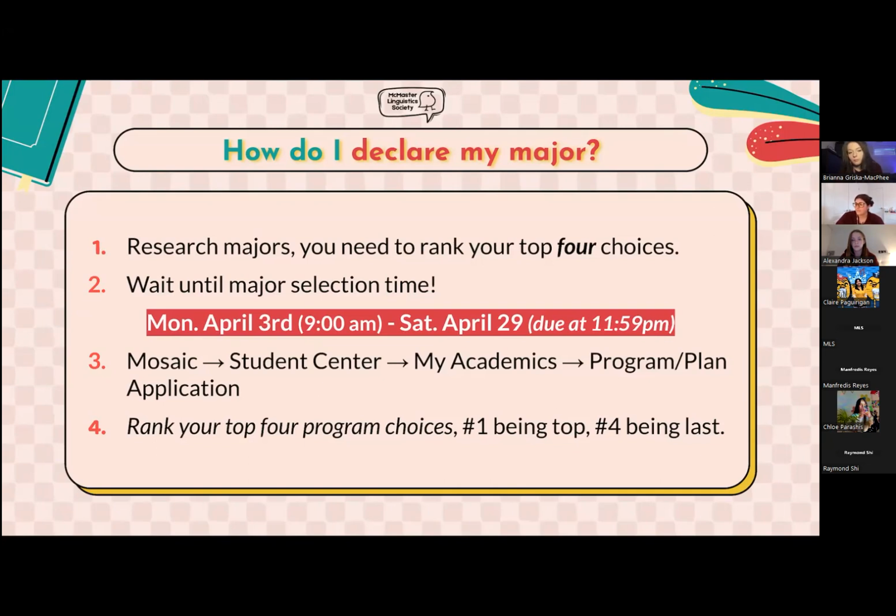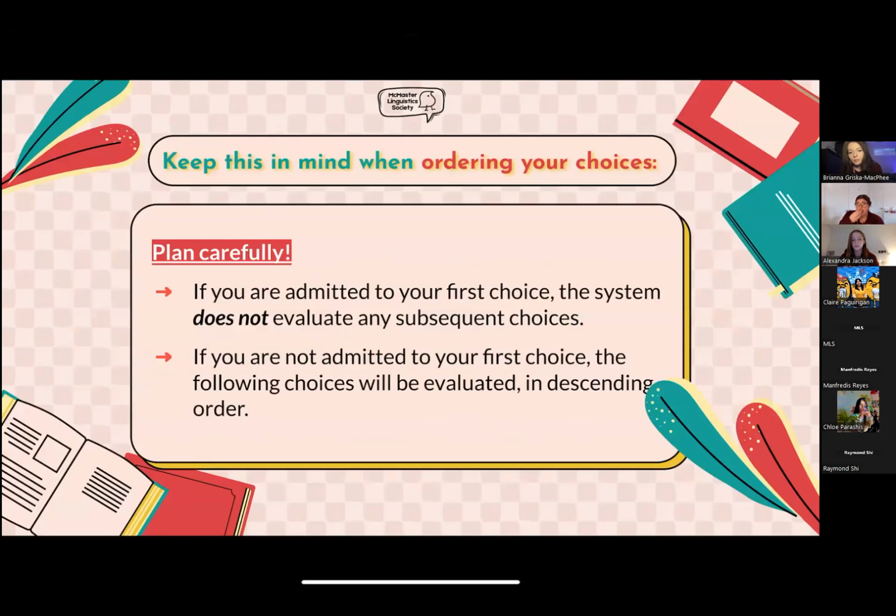Something important to keep in mind when you are ordering your choices, and this is especially something to keep in mind if you're looking into programs that have limited enrollment, which is not something to be worried about with linguistics or cognitive science of language, is that if you're admitted to your first one, the system won't actually evaluate the following choices because it'll just accept you into the first one. If you're not accepted to your first one, then they'll be evaluated in descending order. So you need to make sure that's in an order that you're actually okay with.